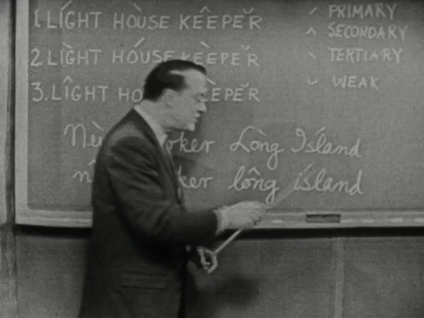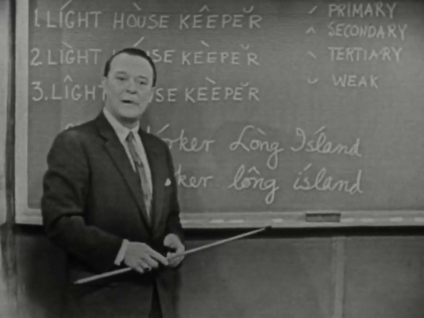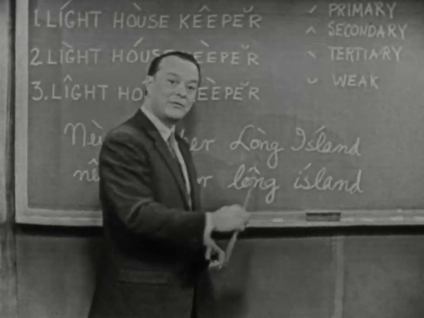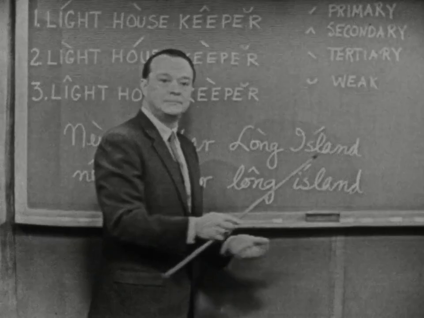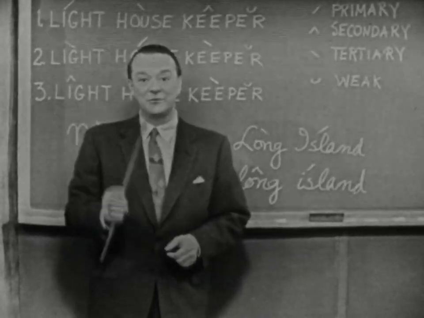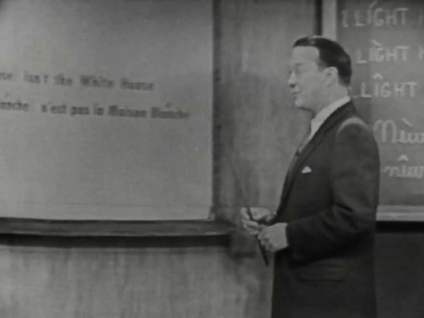However, if I should reverse these stresses, I get no sense at all. First, I'll say the thing right. Long Island is a Long Island, right? Now I'll reverse them. Long Island is a Long Island. Makes no sense at all, obviously. Now we can return to our sentence with the Frenchman.